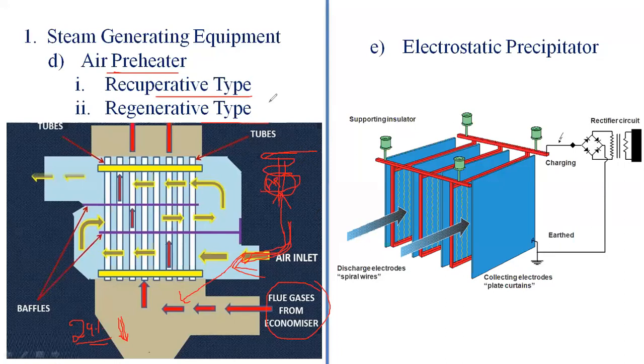In the regenerative type, the air is flowing inside the tube, surrounded by the flue gases, due to which the temperature is increased. Actually, in the thermal power plant, the regenerative type air preheater is preferred.